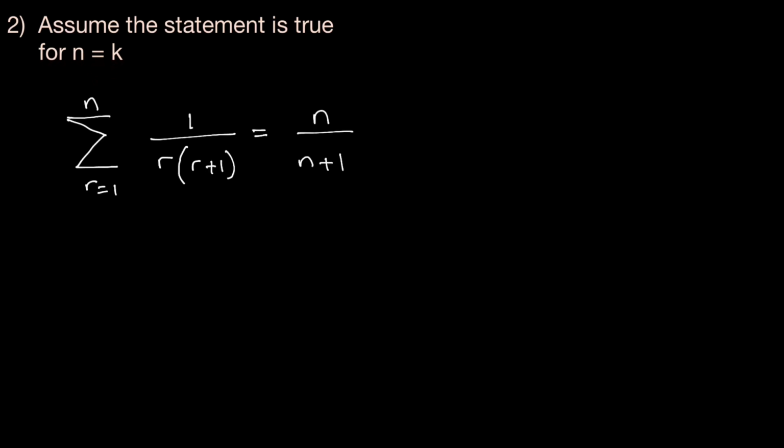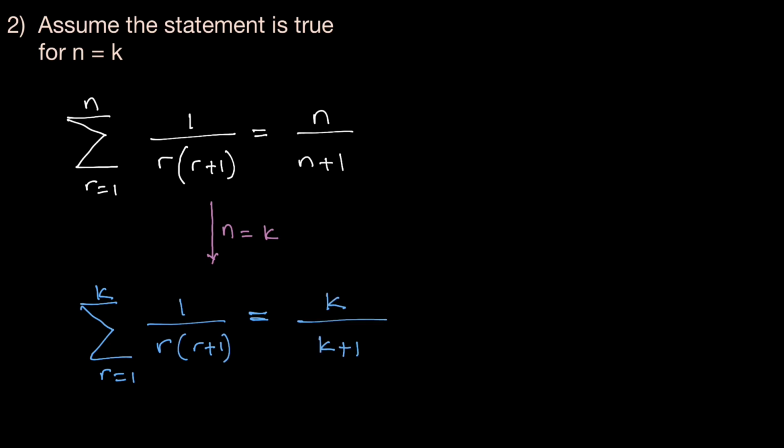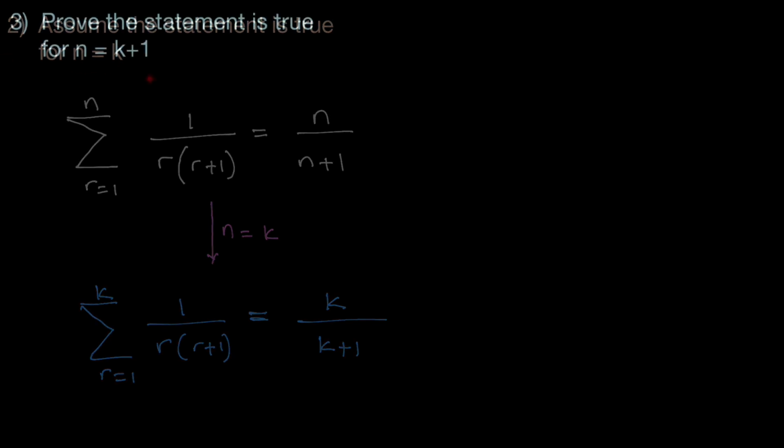Step 2. We need to assume that the statement is true for n equals k. In that case, we have the equation here, and we want to replace n with k. So we're transforming n to k. Therefore, we have to write k instead of n. Still, r starts from 1, and that will now be equal to, instead of n, k over k plus 1. And now we're going to use this for step 3. And that's why we did that.